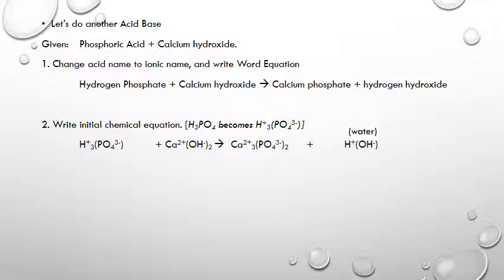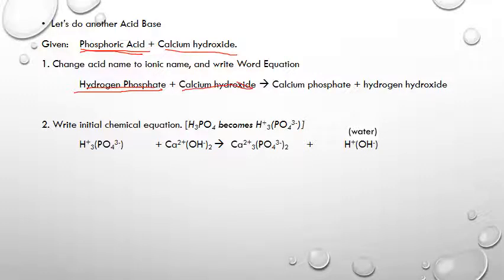So let's do another. So we're going to take phosphoric acid, combine it with calcium hydroxide, and what we want to do is get the word equation, the chemical equation, and the balanced chemical equation. So change the phosphoric acid to its ionic name, hydrogen phosphate.